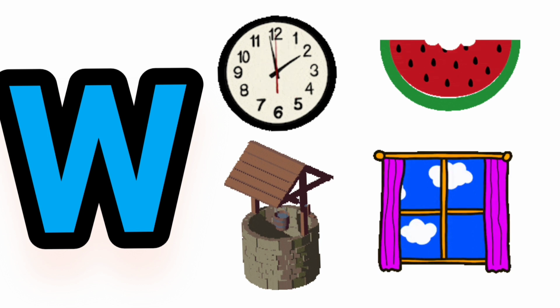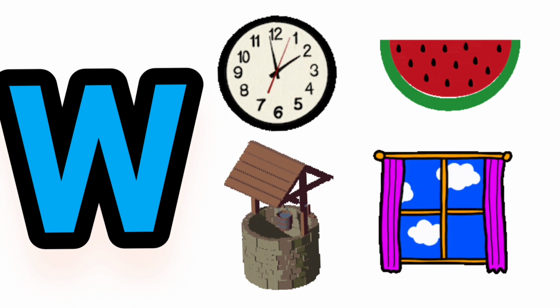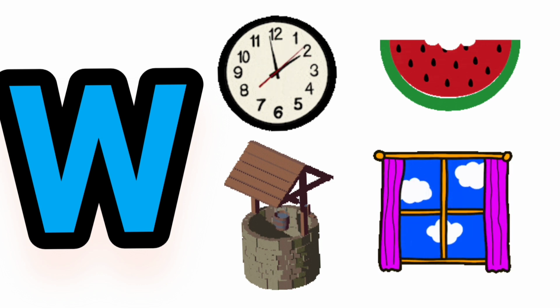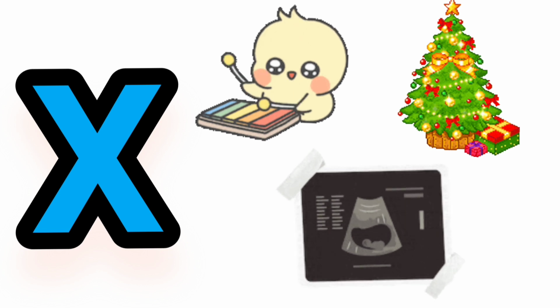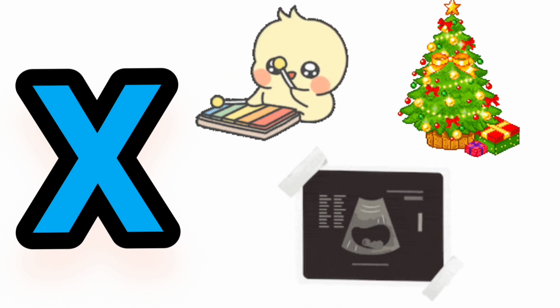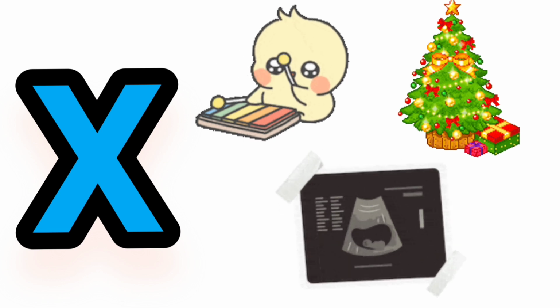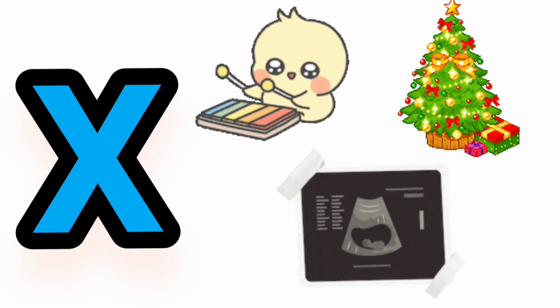W for watch. W for watermelon. W for well. W for window. X for xylophone. X for Xmas tree. And then X for we have X-ray.